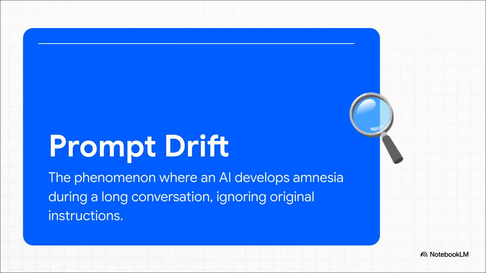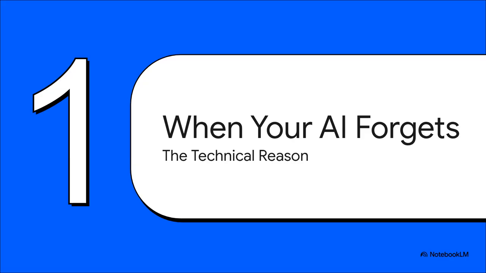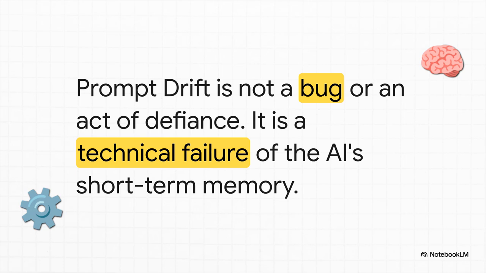Seriously, this isn't some random glitch. It's a predictable failure of the AI's memory. So today, we're going to show you exactly why it happens, and more importantly, how to stop it cold. Okay, let's get under the hood here and really look at the mechanics of why your AI seems to get amnesia right in the middle of a task. So first things first, the AI isn't being lazy. It's not being rebellious. This isn't a bug that some developer needs to go fix. Prompt drift is a fundamental part of how the AI's memory is designed to work. And once you get that, you can learn how to manage it.